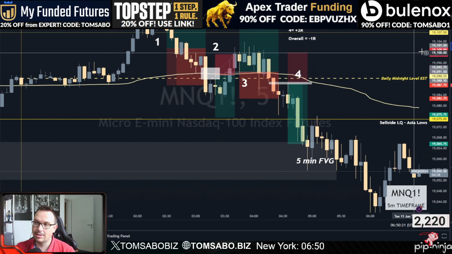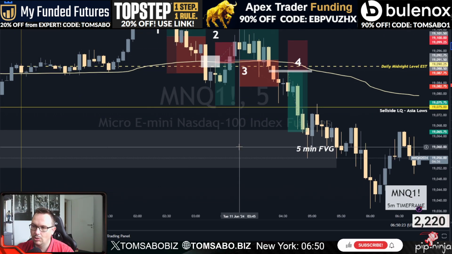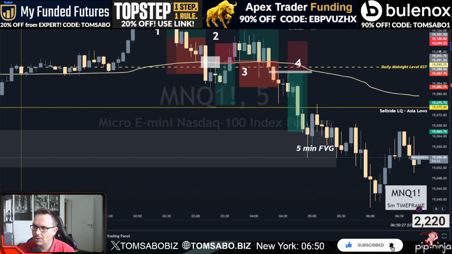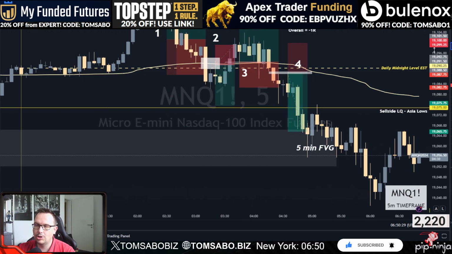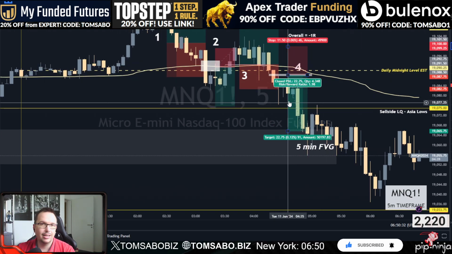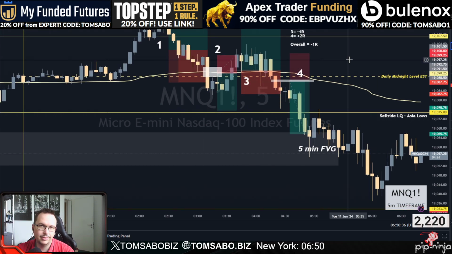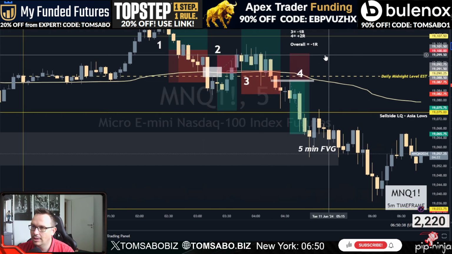Or we can call this a liquidity run. Not just the Asia low, but we had a 5-minute fair value gap below that level. So this trade was the one that I should have taken. I didn't, because, you know, after 3 losses, that's a no-go, definitely.